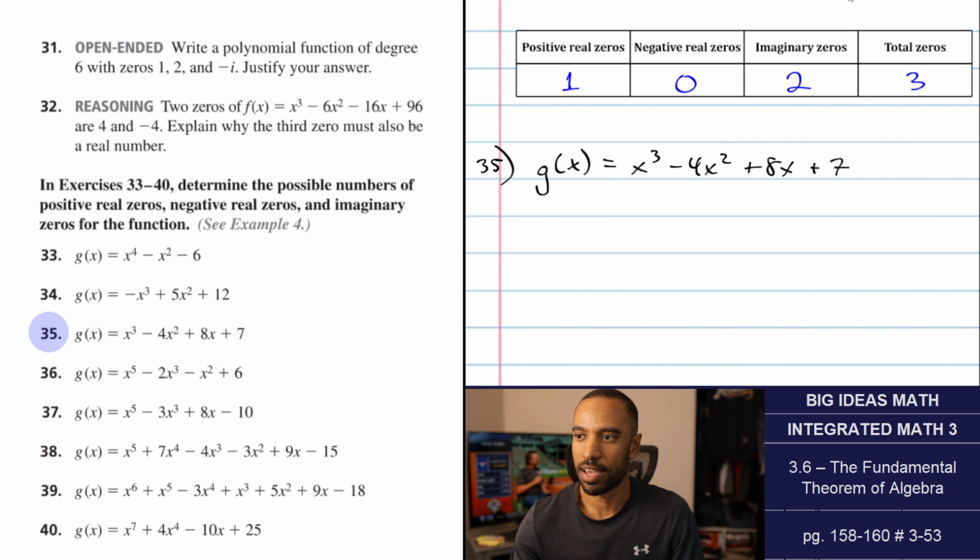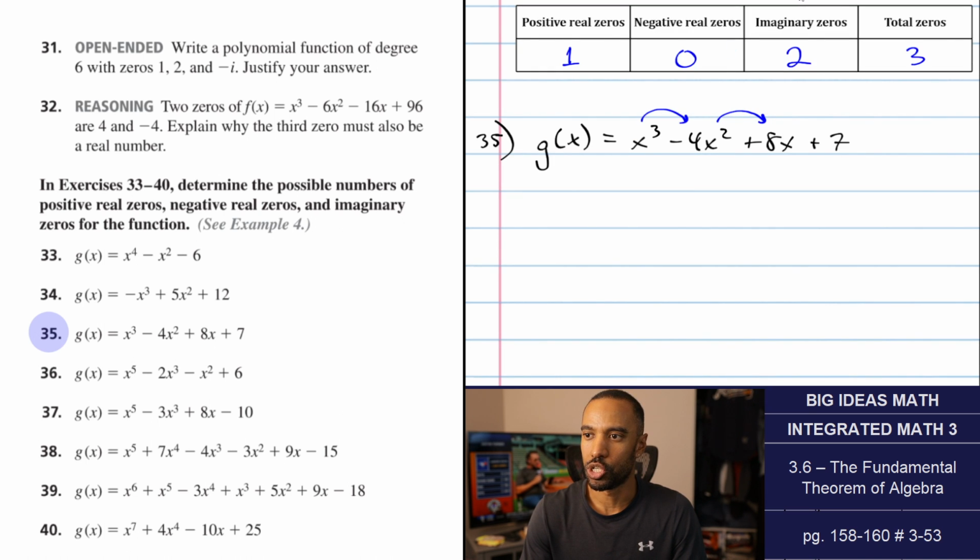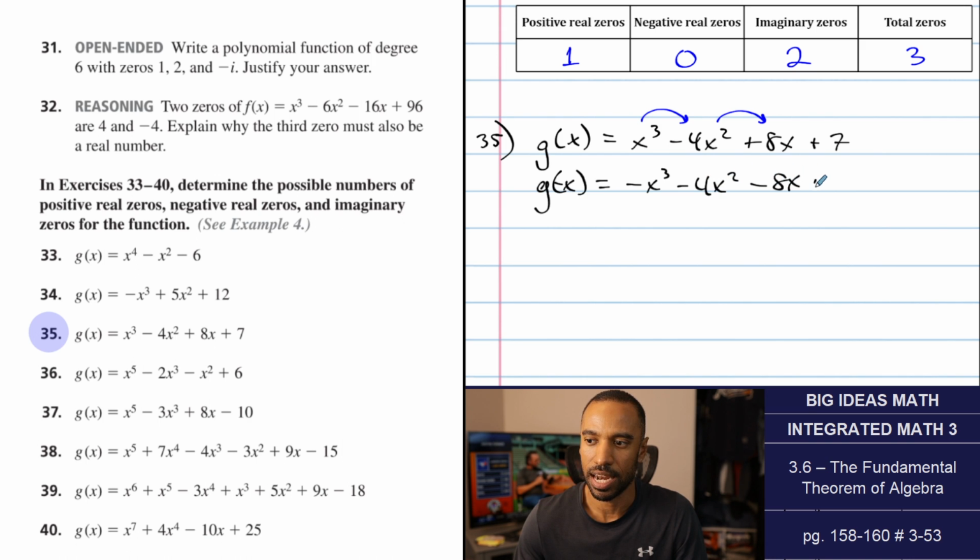When it comes to our g of x, there are 2 sign changes. We go from positive to negative and negative to positive. That's 2 of them. Let's look at g of negative x after. Anytime I draw an arrow, consider that to be a tally, if you will. G of negative x is going to be negative x cubed minus 4x squared minus 8x plus 7.